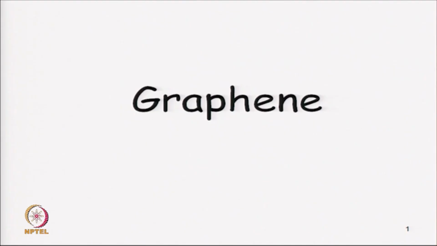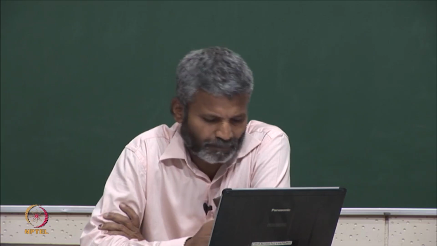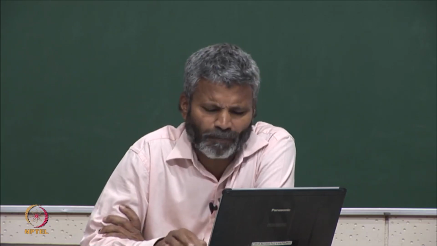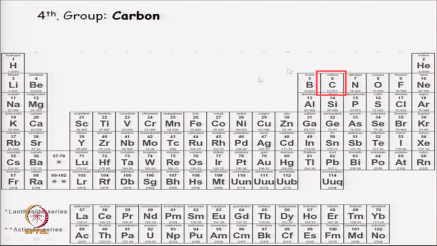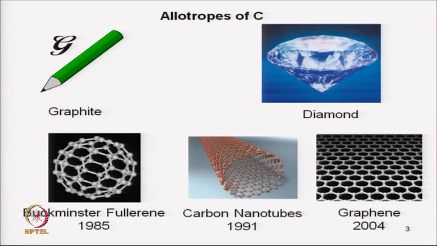Hello, today we will discuss the structures of carbon, and we take graphene as our first stop. So, let us look at the structure of graphene. Carbon is, as you know, a fourth group element located there in your periodic table. So, it has 4 bonds, and these are the variety of allotropes of carbon which are known.